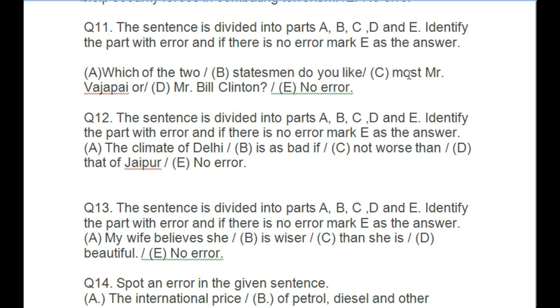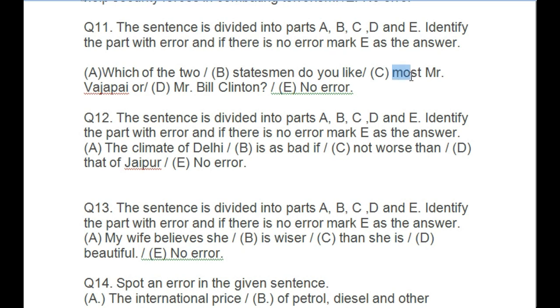When we use the superlative degree of an adjective, we are writing it among multiple things, right? If I say he is the best student of the class, I am comparing his intelligence with the intelligence of the rest of the students of the class. But whenever we have a comparison between two things, we write "more" only, we do not write "most". So the right sentence should have not "most" but "more": which of the two statesmen do you like more, Mr. Vajpayee or Mr. Bill Clinton? So the error is in part D.